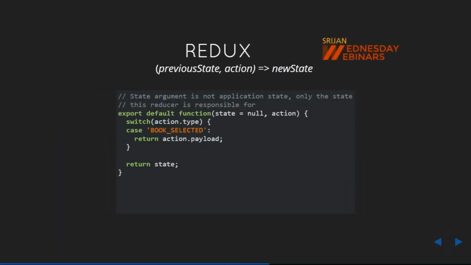So here we have this reducer. Now the call sequence will go to this reducer. Like a case: what is the action name? The action name is book selected, and what do I need to return? I need to return whatever you are sending me, action.payload.